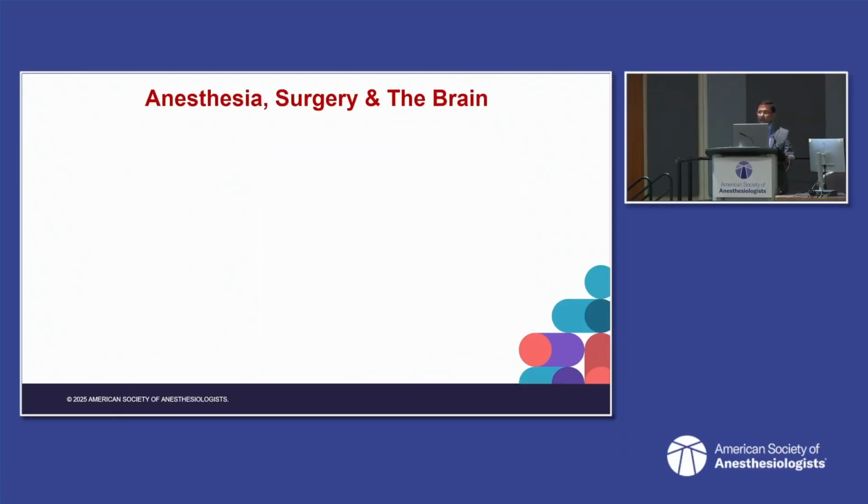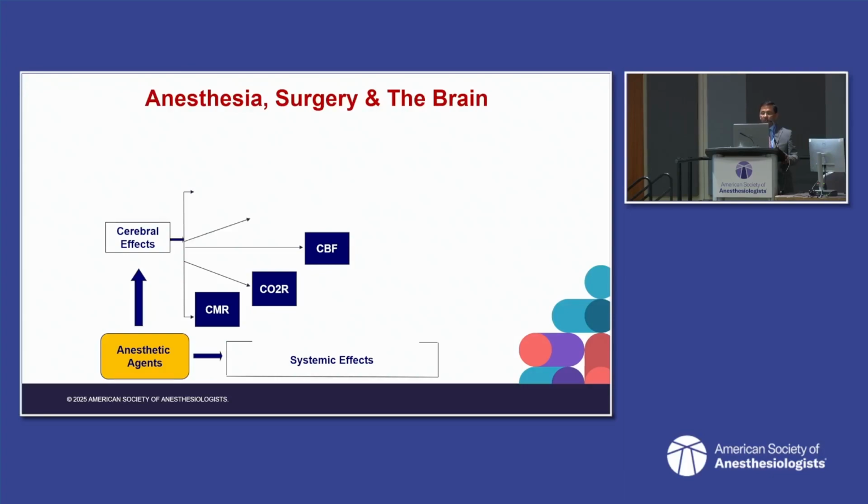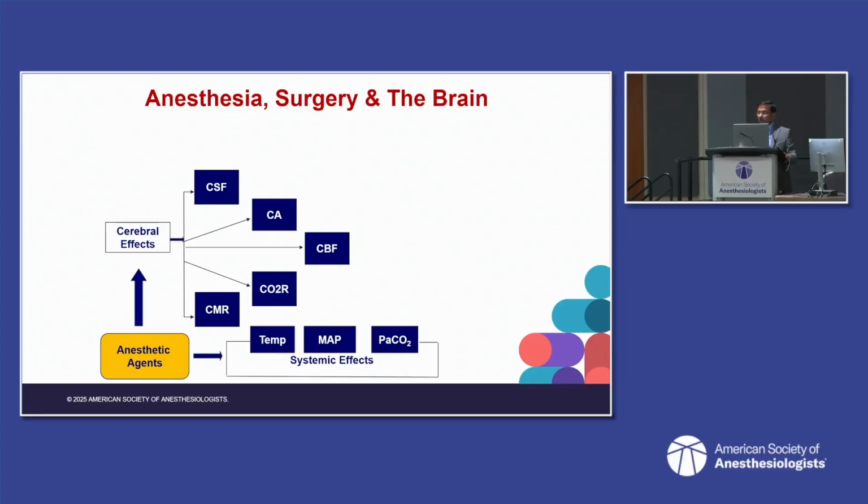Now, with that said, the physiology is altered a bit under anesthesia. So the anesthetic agents, as we know, have effects on the brain directly as well as effects on the systemic physiology. They have an effect on the cerebral metabolic rate, cerebral blood flow, cerebral autoregulation, CO2 reactivity, CSF dynamics, and multiple other aspects. In addition, the anesthetics tend to affect the temperature regulation of the body, blood pressure, CO2, all these things, which then indirectly affect the cerebral blood flow.